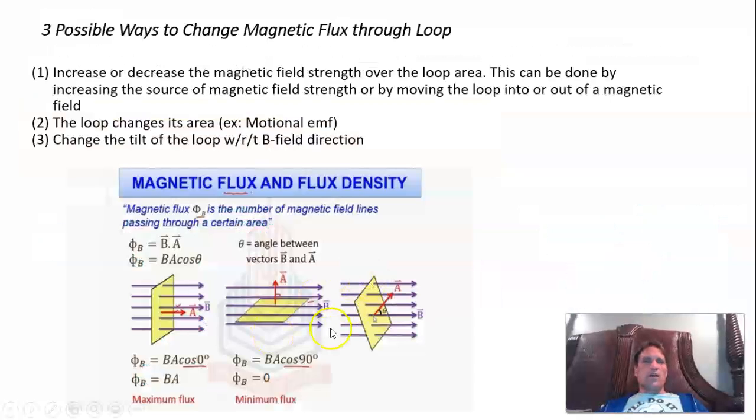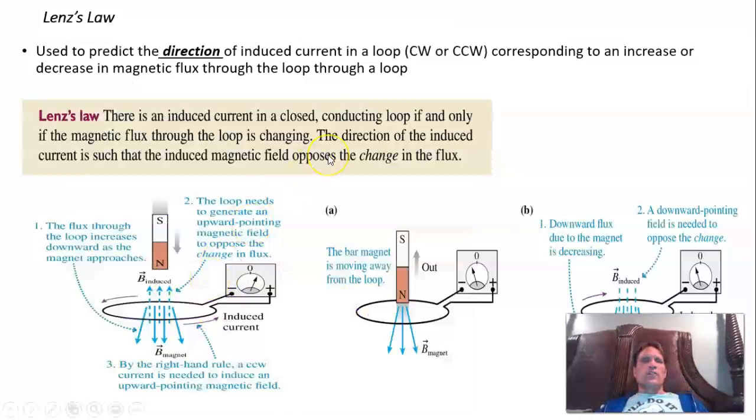So we calculated flux, then we discussed that if you have a change in the flux through a loop, Lenz's law is used to give you the direction of the induced current. Remember, Lenz's law says that the direction of the current is such as to oppose any changes in the flux.